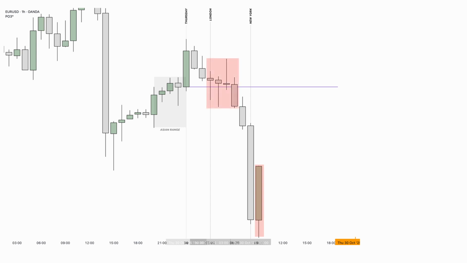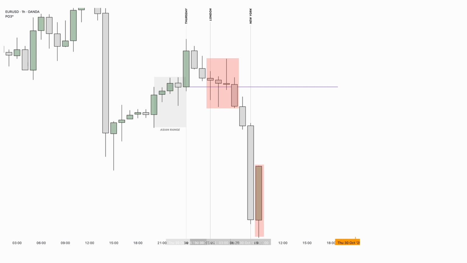What we're looking for next is a sweep of liquidity from any of these ranges, the highs or the lows. So ask yourself, since midnight, has the Asian range, London range, or the 9 a.m. candle been swept on the hourly time frame? If the answer is no, then we don't have a trade set up yet.